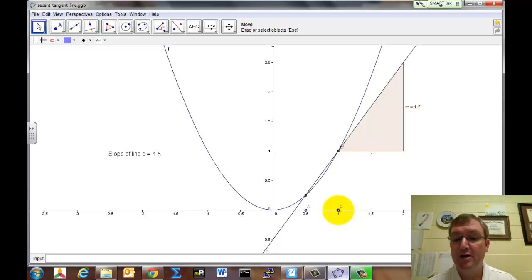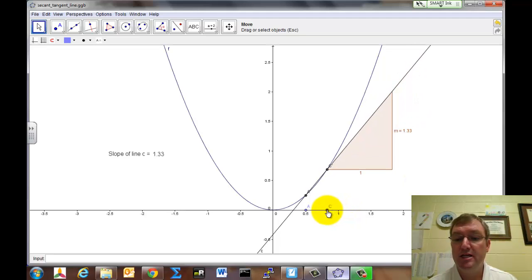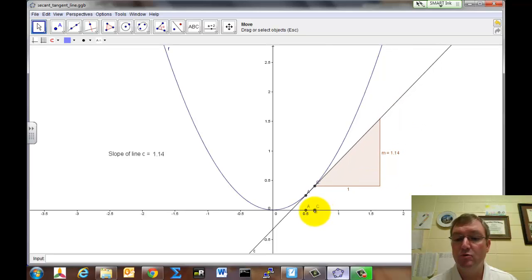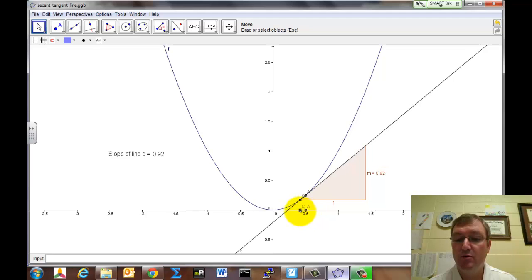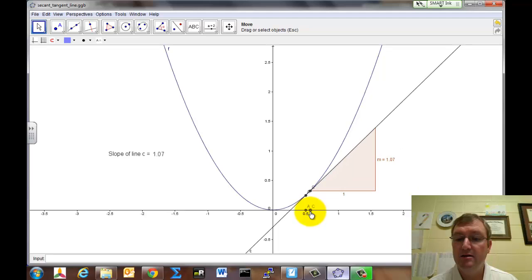Well, what can we do to get a better estimation of it? What if we moved C closer to the point A? Look, our slope moved down to 1.3. If we get closer even, we get to 1.14. As close as we can get, 1.08. And what if we go right on the other side of it? It's 0.93, 0.92. So it would appear that the slope is somewhere between 0.92 and 1.07. Wouldn't you agree? What number would be a good guess for that based on this point here? So I think we could conclude that the slope is about 1 in this example here.